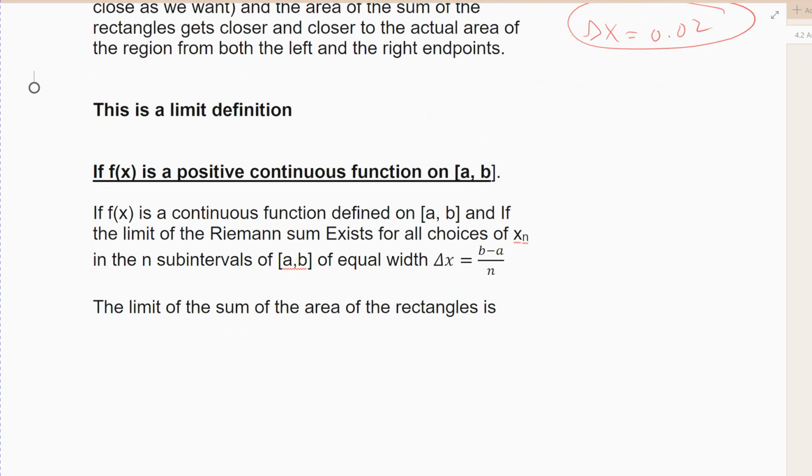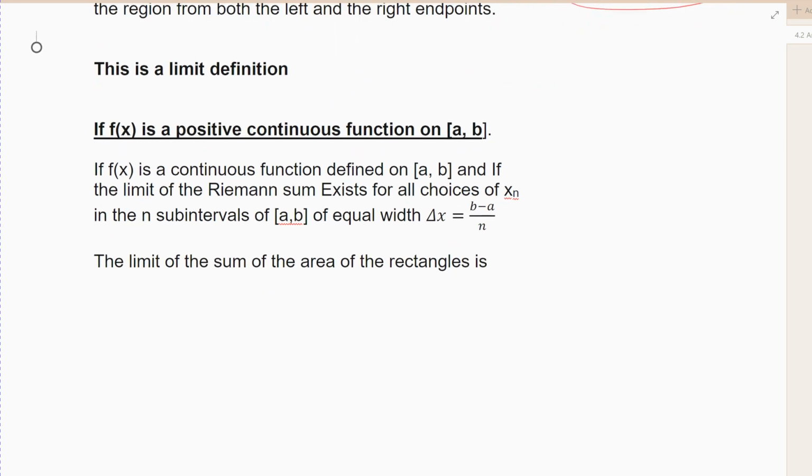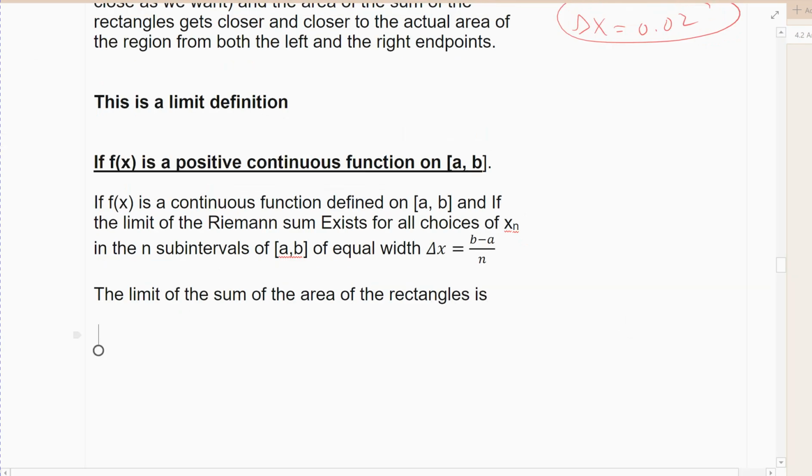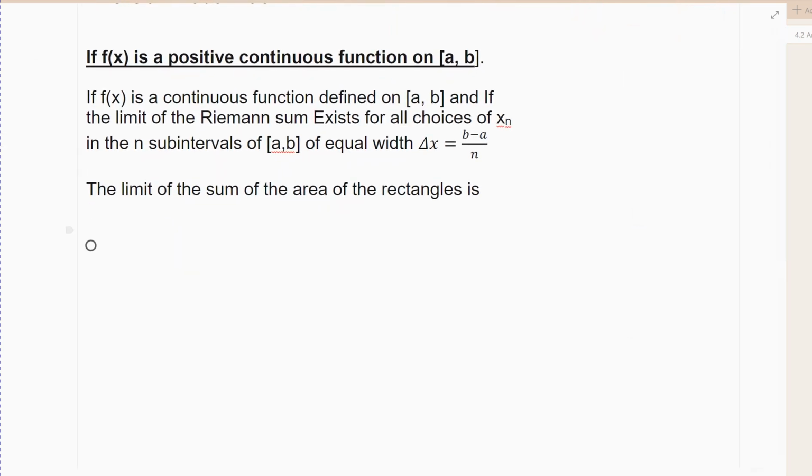Alright, and what we get here is a limit definition. And right now we're sticking to positive, but when we get the fundamental theorem of calculus, it won't necessarily be positive functions, but it does have to be continuous. So if I want a positive continuous function from a to b, so if I'm drawing a function that's completely above the x-axis from a to b, right, f is a continuous function from a to b, the limit of the Riemann sum is that left-hand, right-hand sum that we were finding.